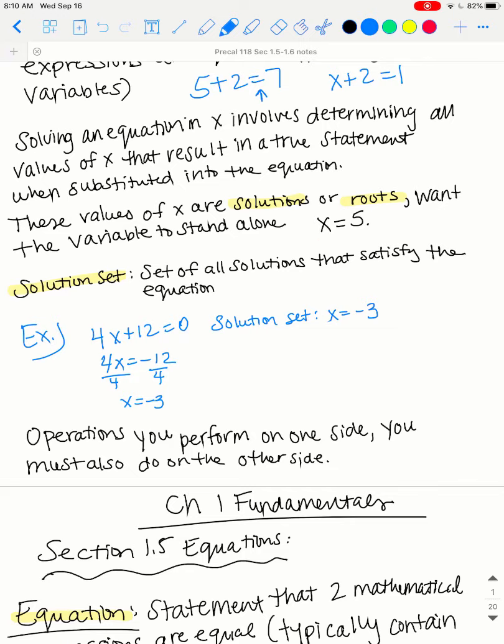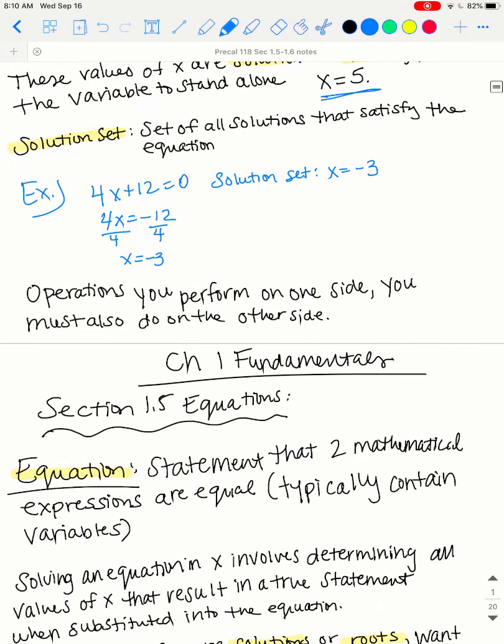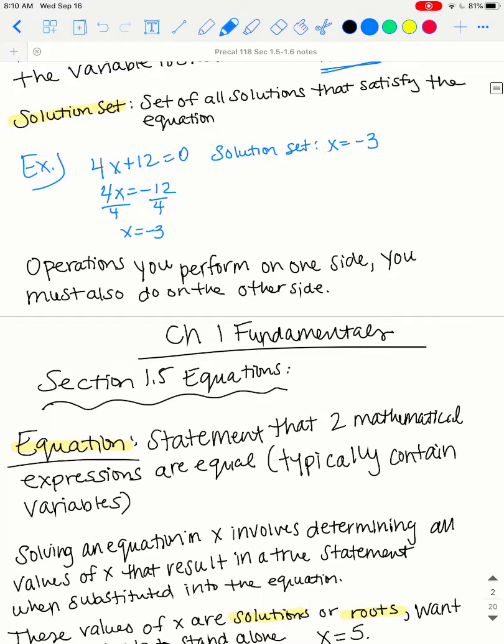So here is what a completed equation would look like. We got x by itself, and we know that its solution is x equals 5. A solution set is a set of all solutions that satisfy the equation. For example, for 4x + 12 = 0, we subtract 12 from both sides, and then we get 4x equals negative 12. We divide both sides by 4, and then we get x equals negative 3. So our solution set is x equals negative 3.